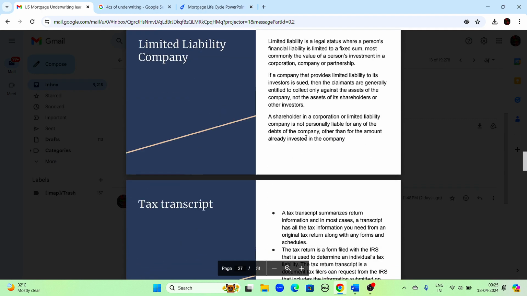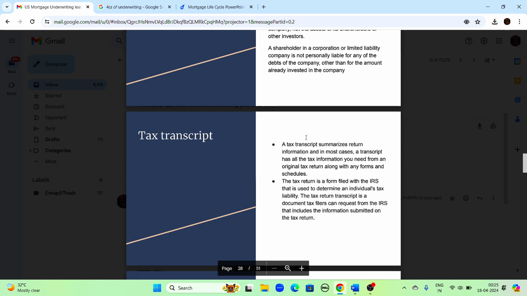Let's go through tax transcript. It summarizes the return information, and in most cases it has all the tax information you need from an original tax return along with any forms and schedules.